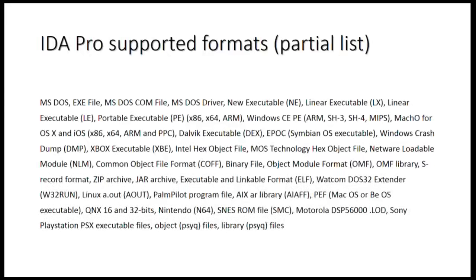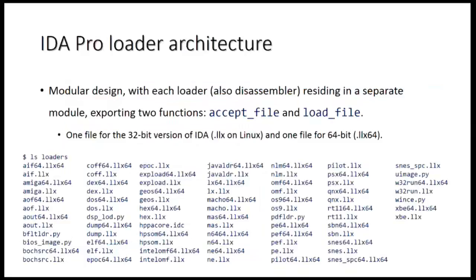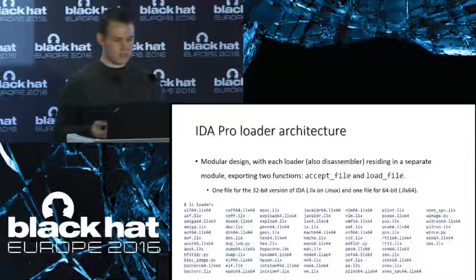As you probably know, IDA Pro has a long list of supported formats. This is not the complete list, but it's already a lot of items, probably several dozens of them. When you try to load a file in IDA, what happens first is you see this window which lists all of the formats that it has recognized inside of the file, and you can choose how to load this file. But the real question is, how does this really work? To find out about it, you have to look into the loader architecture in IDA.